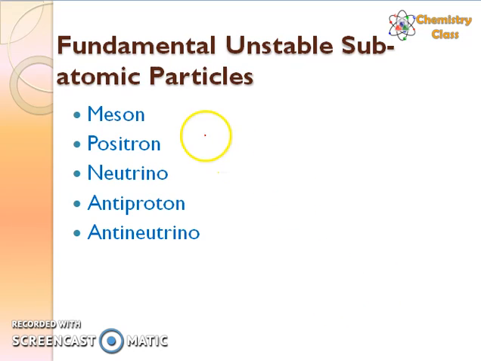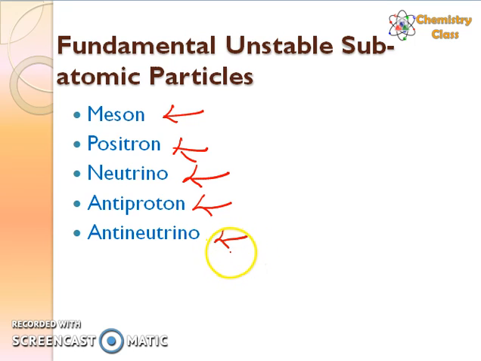Now let us see what are the fundamental unstable particles of the atom. We have 5 unstable subatomic particles. First one is your meson, second positron, neutrino, antiproton and antineutrino. So these are the fundamental unstable subatomic particles.